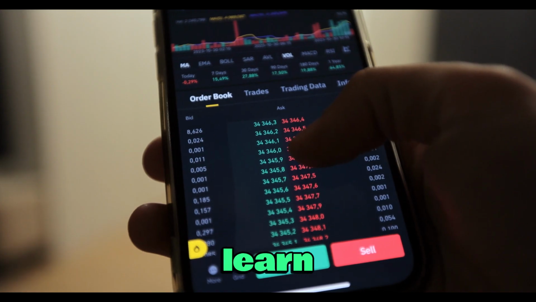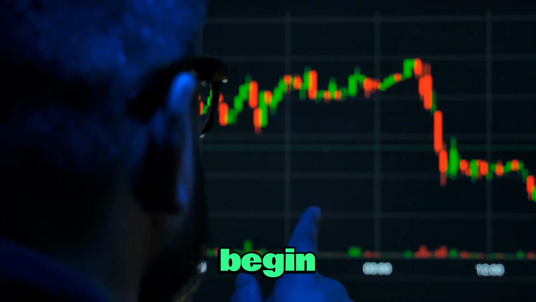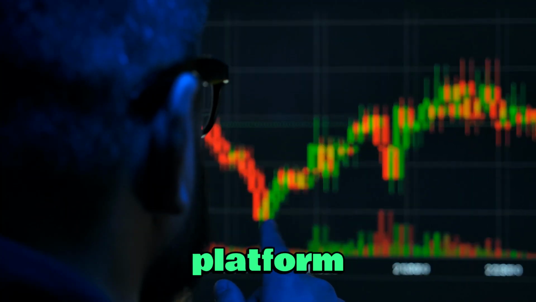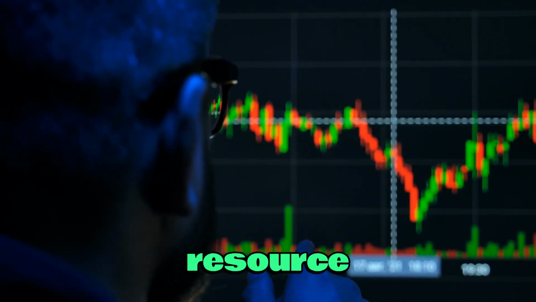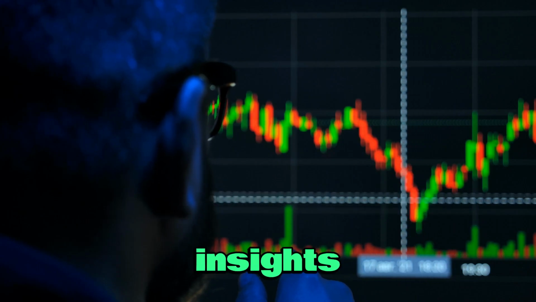Start small and learn as you go. Begin with small amounts to understand the platform and trading mechanics. Use Binance Learn, a free resource packed with tutorials and market insights.